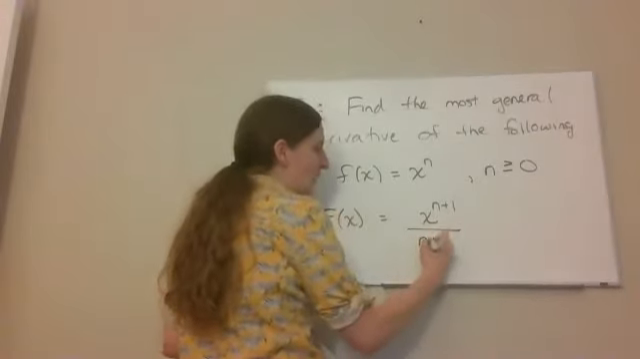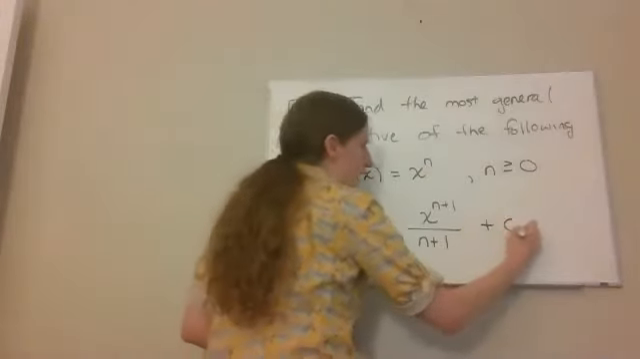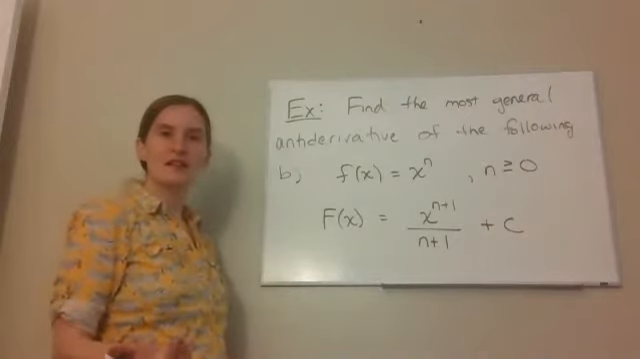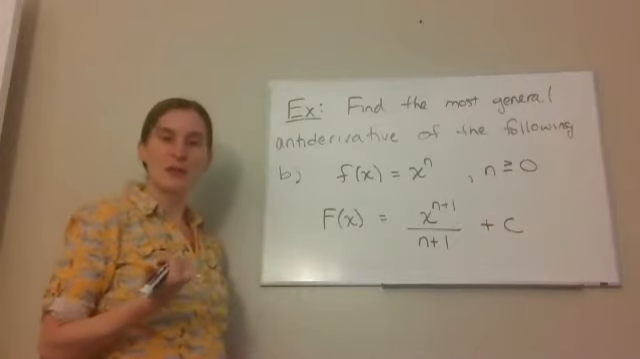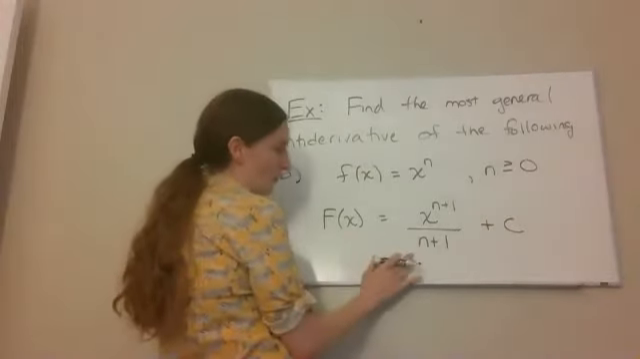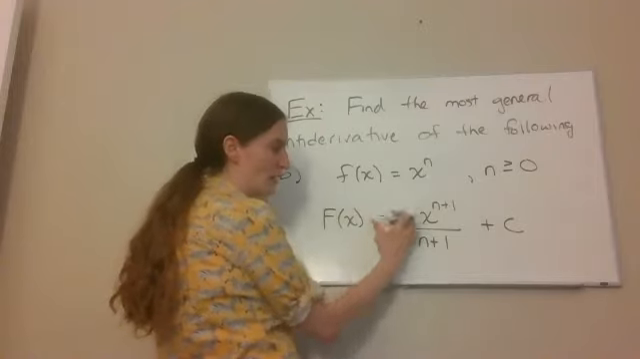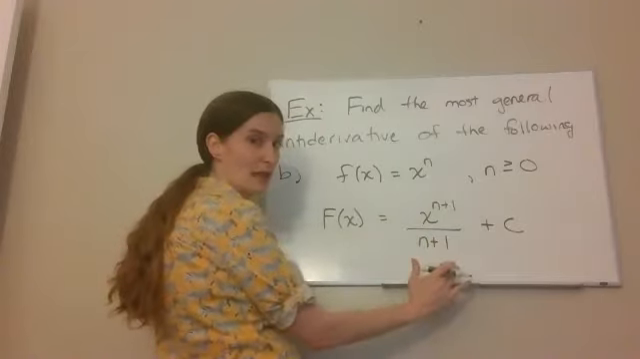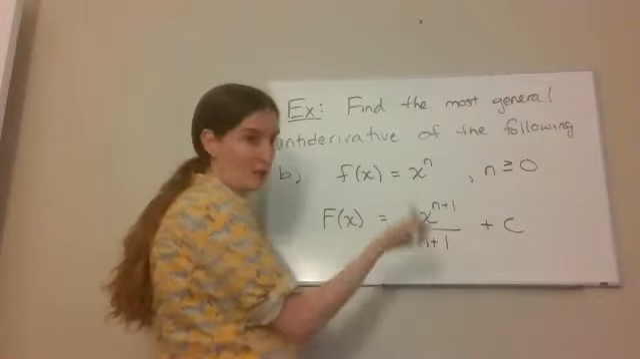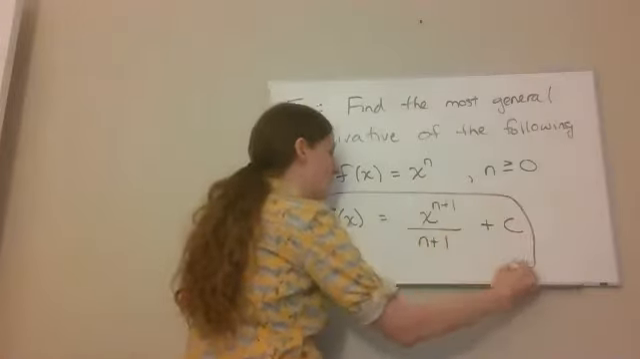So I'm going to try dividing by n plus 1 and add our constant. Let's double check that this indeed undoes our power rule from before. If I take the derivative of this result, the n plus 1 would come down, multiply, canceling out that denominator, and my new power would just be 1 smaller, so it'd be n. So this does work as the antiderivative.